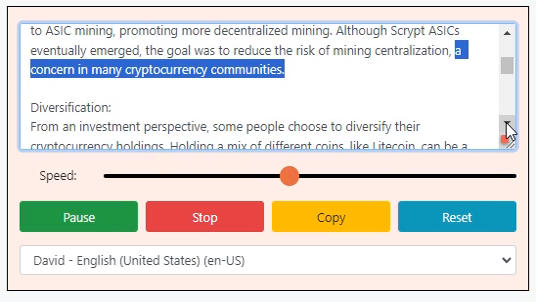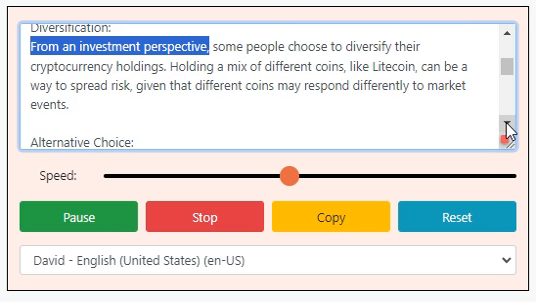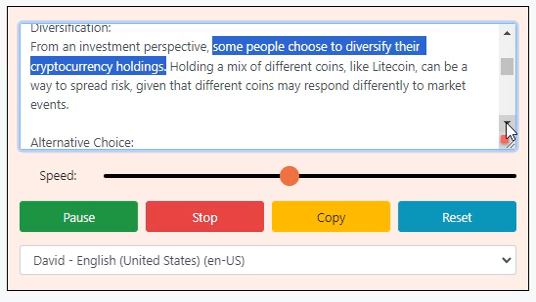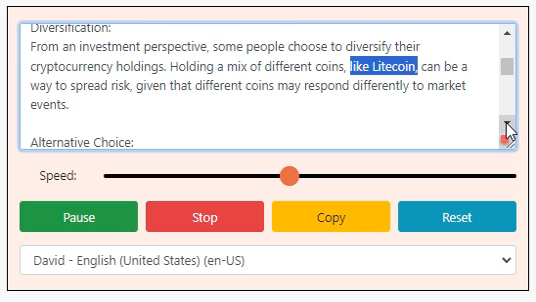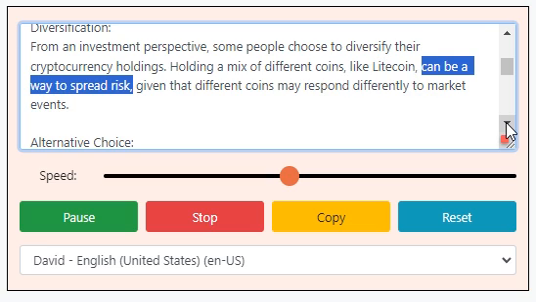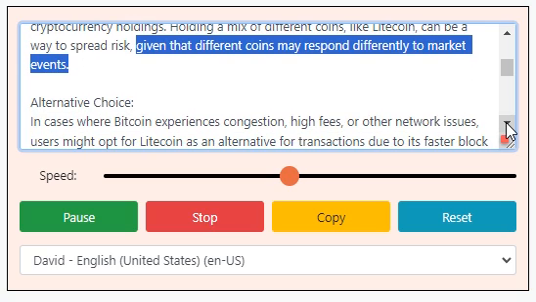in many cryptocurrency communities. Diversification. From an investment perspective, some people choose to diversify their cryptocurrency holdings. Holding a mix of different coins, like Litecoin, can be a way to spread risk, given that different coins may respond differently to market events.